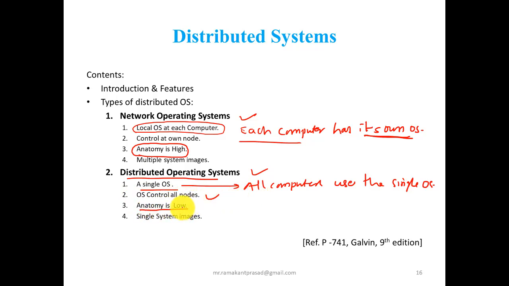So here autonomy is less. Autonomy means independence: all the computers are not independent. Here all computers are almost independent. Okay, so multiple system images are here, the same concept, because every computer uses a different operating system. Here single system images are there. The key concept is that different operating systems are used, in the sense that a local operating system is used on each computer. Here a single operating system is used.